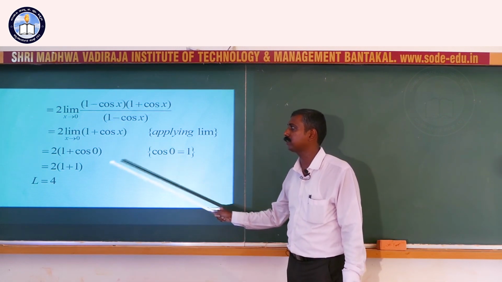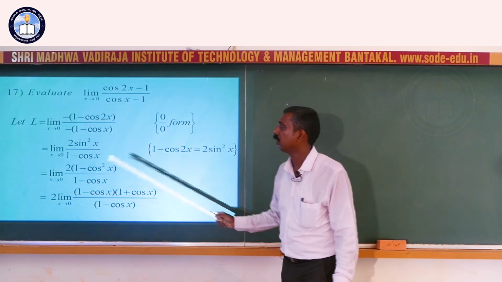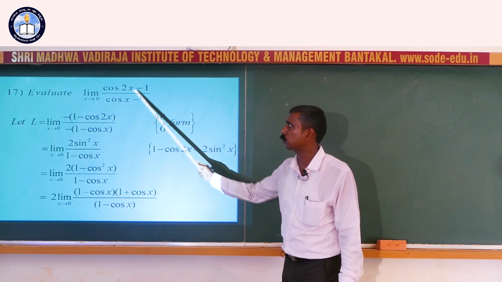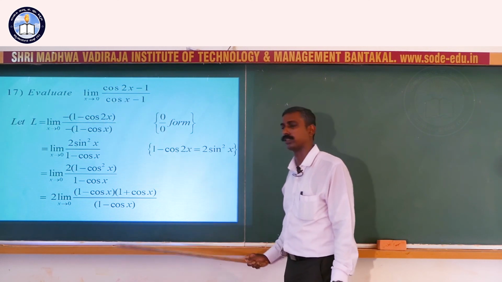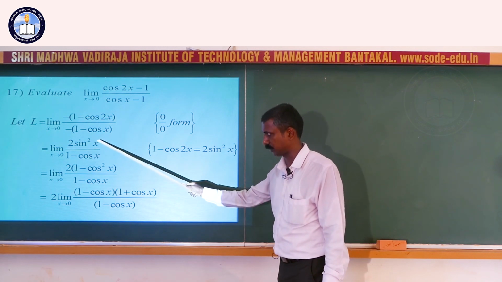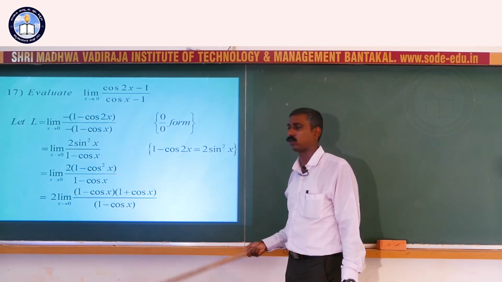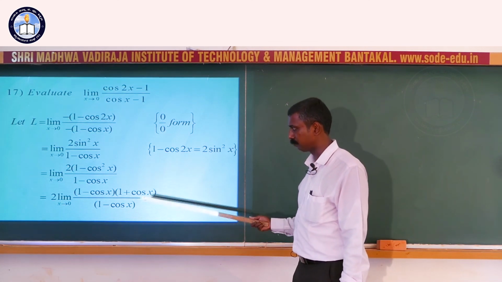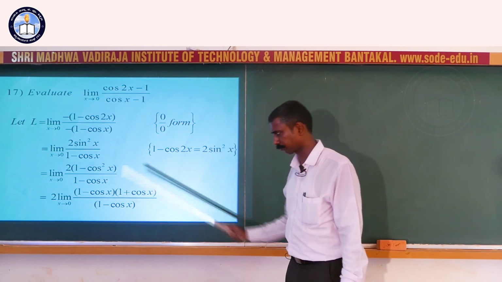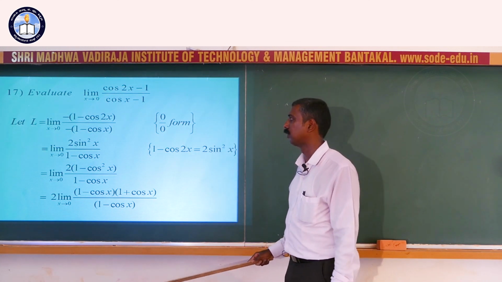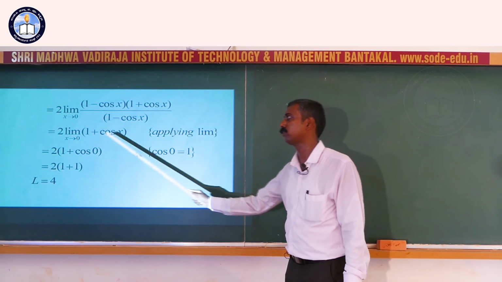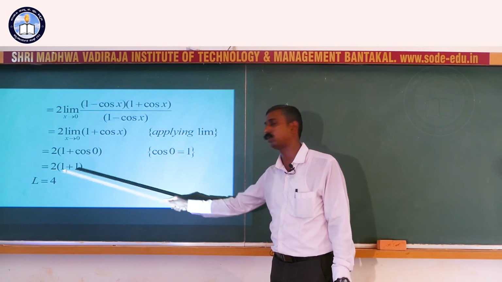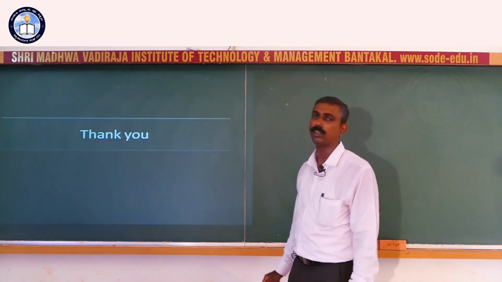The only trick here is that you have to rewrite cos 2x minus 1 as 1 minus cos 2x. That 1 minus cos 2x becomes 2 sin square x, and sin square becomes 1 minus cos square. Then you have to split it. 1 minus cos square becomes (1 minus cos) into (1 plus cos). 1 minus cos cancels. Then you have 1 plus cos. When you apply the limit, 1 plus cos 0 is 1 plus 1, 2, 2 into 2, 4 you will get. Thank you.